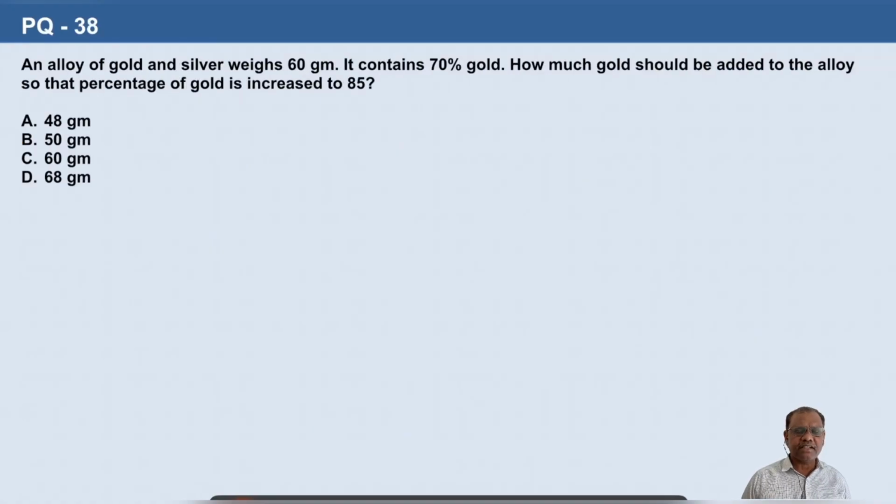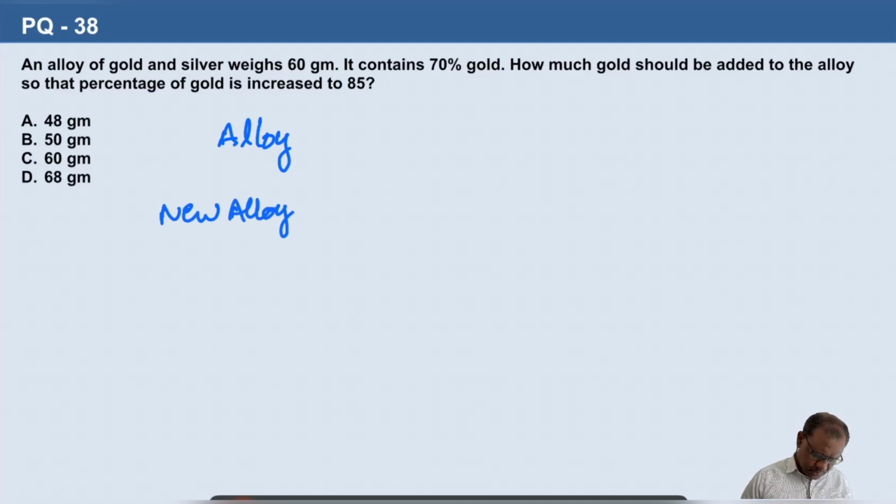Question number 38. An alloy of gold and silver weighs 60 grams. It contains 70% gold. How much gold should be added to the alloy so that percentage of gold is increased to 85? So we have alloy, and after adding, let us take it as new alloy. So there is gold and silver. Gold and silver.